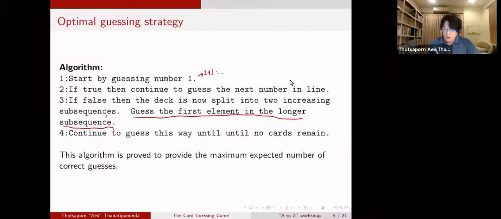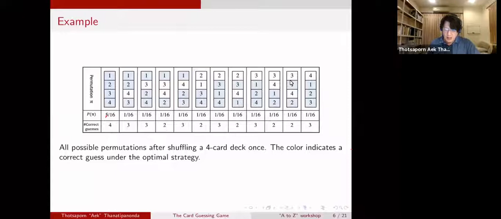I show you an example also, like this. This is the n equal to 4 that I mentioned earlier. With this strategy, say we pick this deck 2, 1, 3, 4. The first one we guess 1, so we do not guess it correctly. But after card number 2 is revealed, we know that the deck split into subsequences like 1 and 3, 4. So we go with the first element in the longer subsequence. The second element we will guess 3, because it's the first element in the longer subsequence. But 3 is not here, so it's a wrong guess.